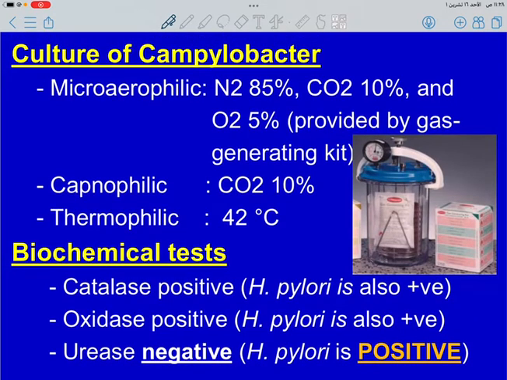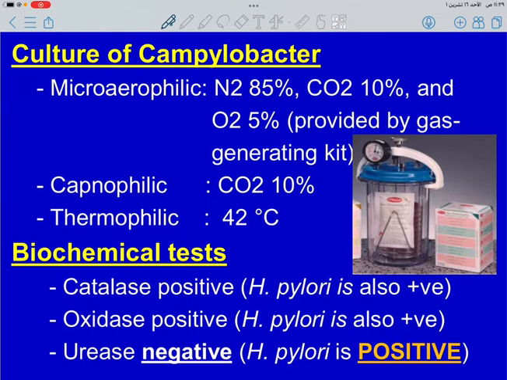Cultural characteristics. هسه نتعلم. What is the meaning of microaerophilic? Microaerophilic, you provide nitrogen 85%, CO2 10%, and oxygen 5%. يعني تتحمل كمية قليلة من الأكسجين، كمية أكثر من CO2، وحتى نعوض مكان بقية الغازات you put nitrogen 85%. شو نسميها هذه؟ مايكرو ايروفيليك. لو سألتكم شو المايكرو ايروفيليك؟ اكيد تعرفون.